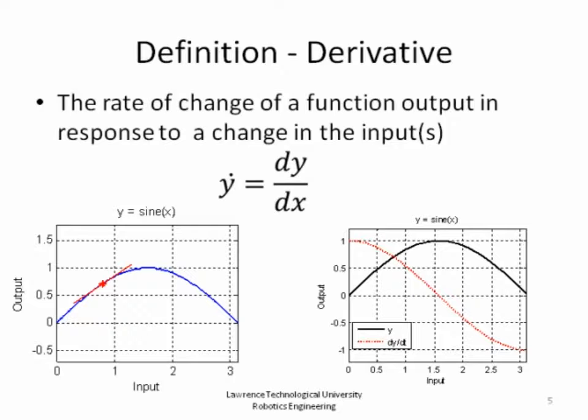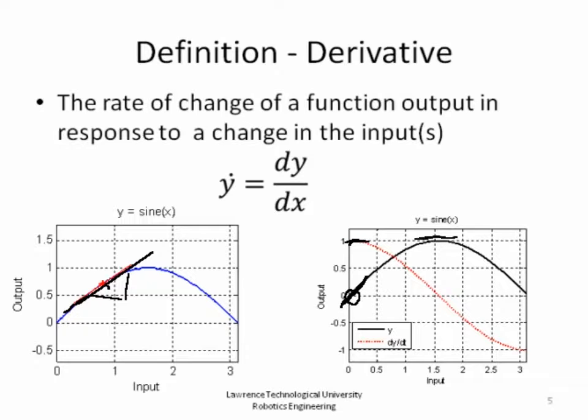Here's my blue line on the left, my sine wave. If I pick one point on this graph, I can look at a change in x, delta x, and see what the change in y, the dy, is, and that is effectively the slope of that graph at that point, or the derivative. On the graph on the right, I've taken that same sine function and plotted in the red dotted line the derivative of y with respect to x at each point. At the beginning, the slope is positive and equal to 1, so our derivative is equal to 1.